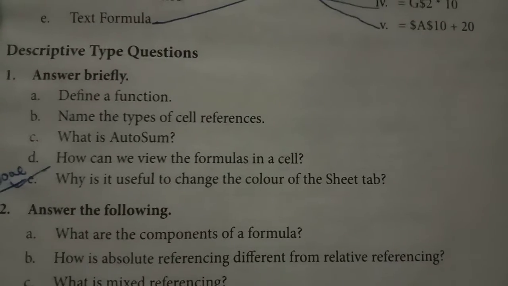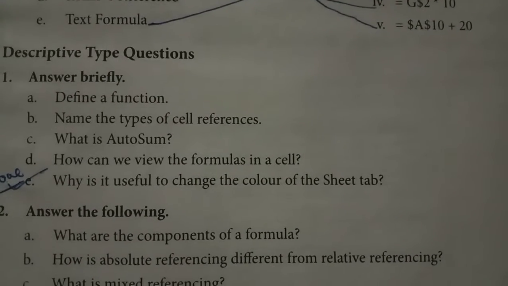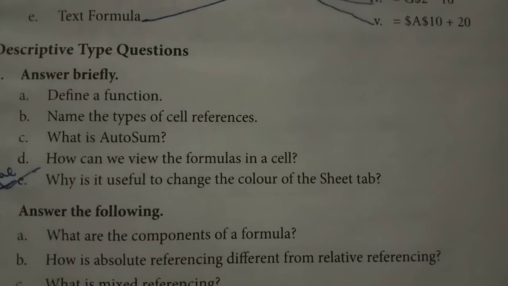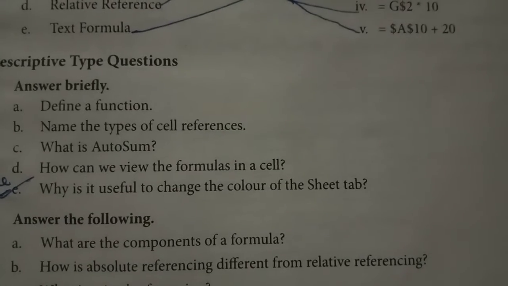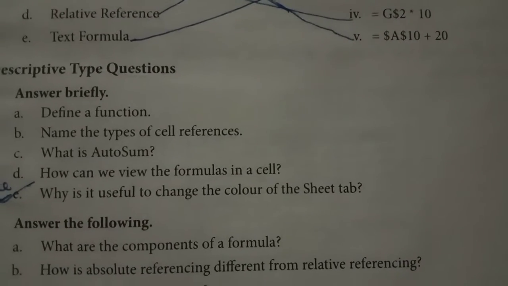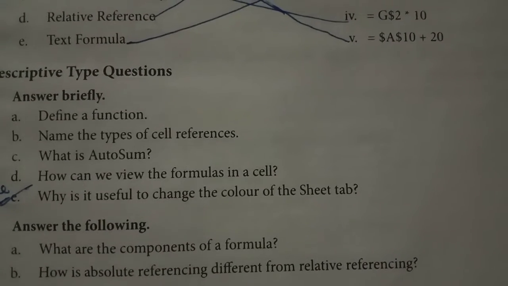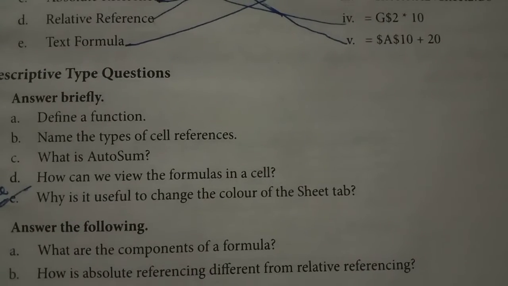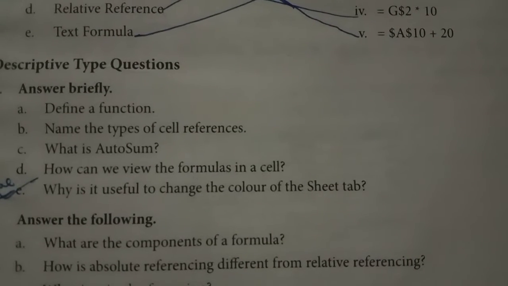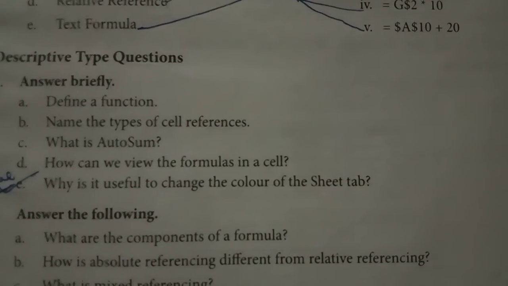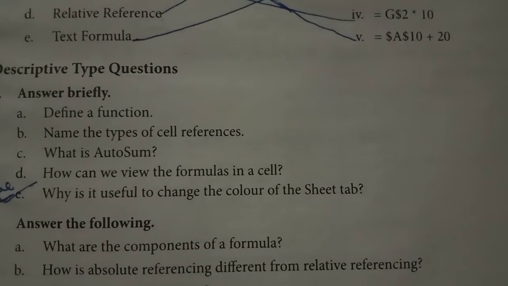Now I am going to repeat the answers. The third chapter is formulas and functions. The first one, define a function: a function is a predefined formula that performs calculations using specific values in a particular order. Functions are very useful as they save time. Question two, name the types of cell references: relative and absolute. They behave differently when copied and filled to other cells.